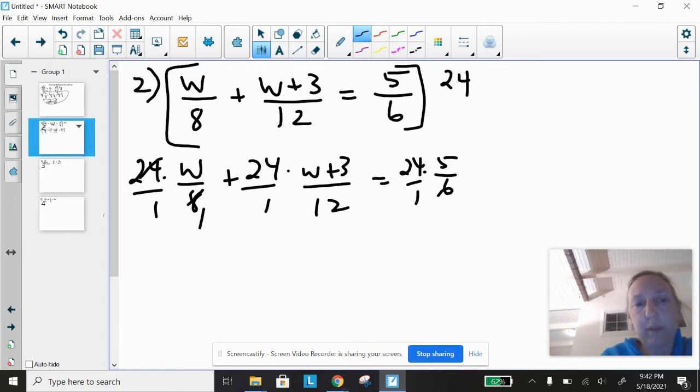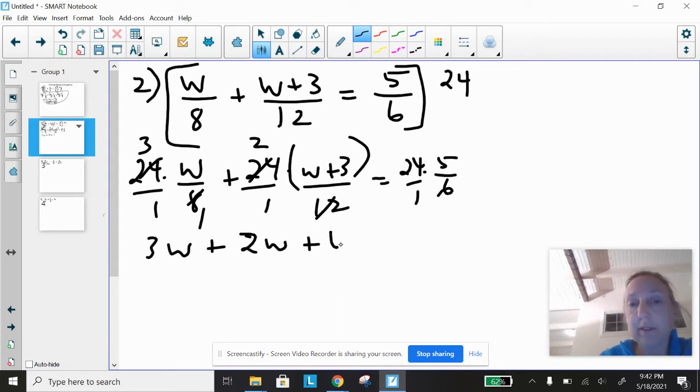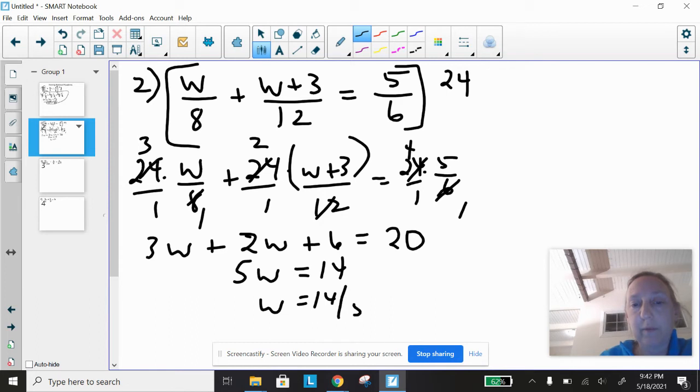In this first term, 8 and 24 reduced to 3 and 1. 12 and 24 reduced to 2. Do not forget to distribute. It's 2 times the entire numerator. That gives me 2w plus 6. And then I'm going to reduce my 6 and 24. And 4 times 5 gives me 20. And then I just solve my equation. 5w is 14. So w is 14/5.